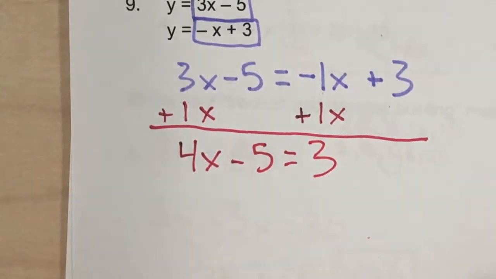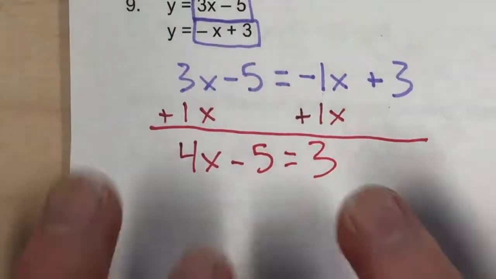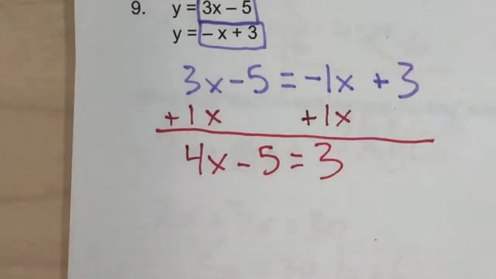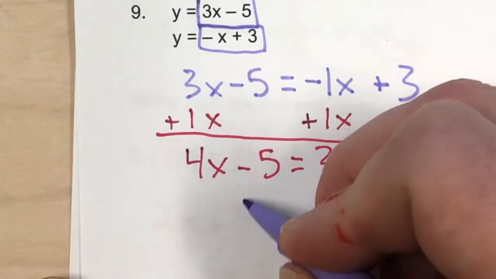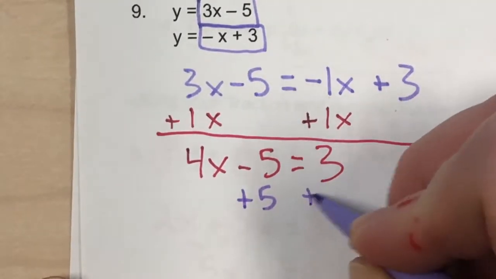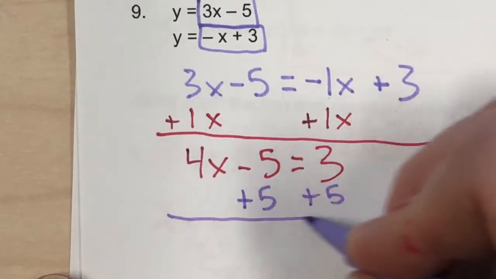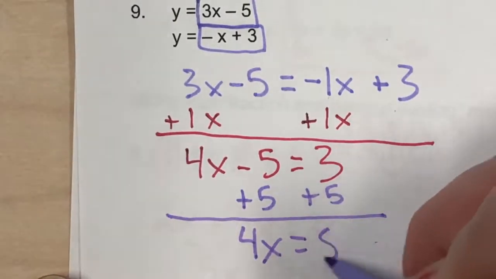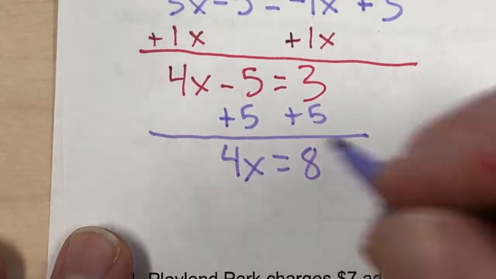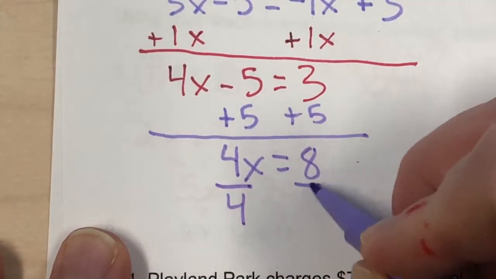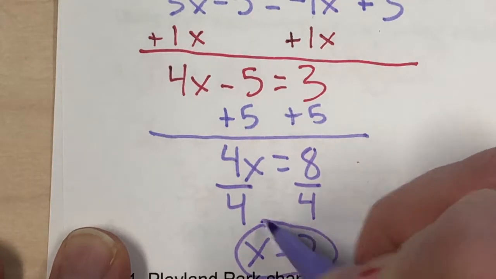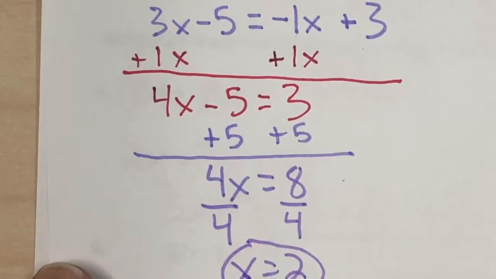So then I go on to step 2, which is, this is just a two-step equation at this point. So this gets us there, and now we're just going to solve for x. So I need to add 5 to both sides. Draw my line. I've got 4x equals 8. And then as you can see, all we have to do is divide by 4, and we'll get our answer of x equals 2. So that's that first one.